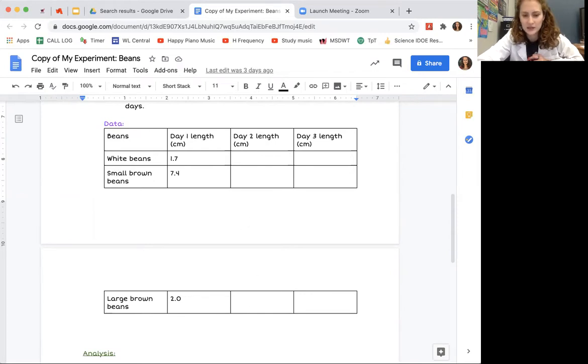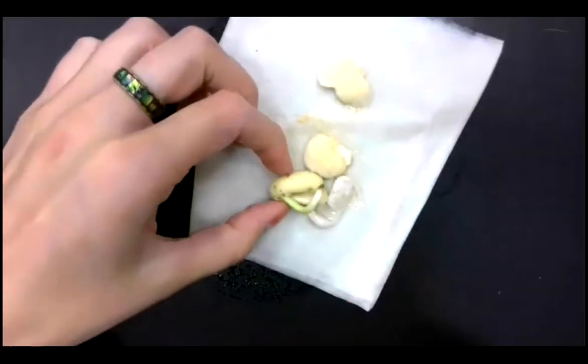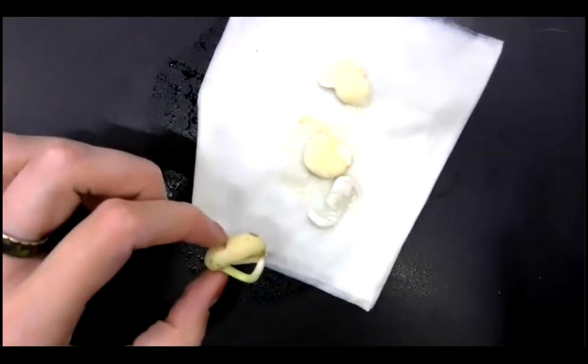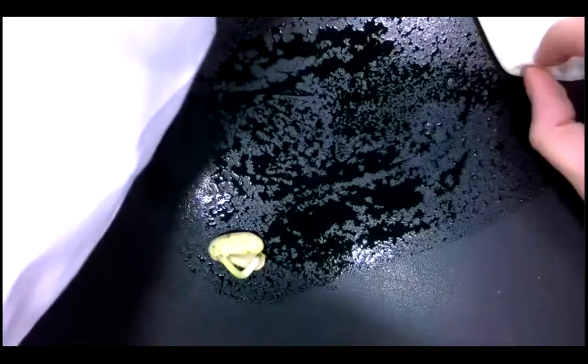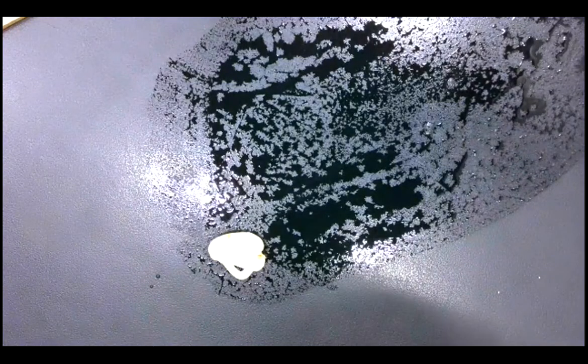So let's take a look at what they look like today. Okay, so I'll start with the white beans. I'm gonna take them out of their bag carefully. And 2 of them are just not growing, but this one is doing something. And it looks like it's changed slightly since the last time.